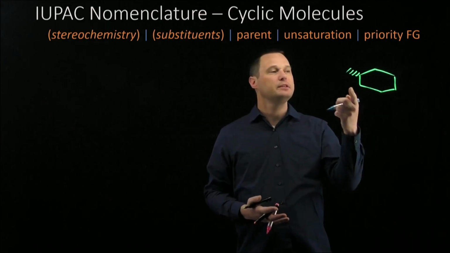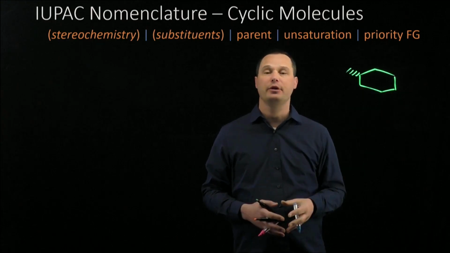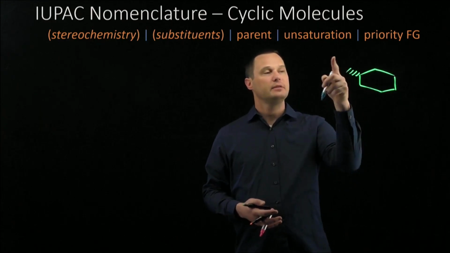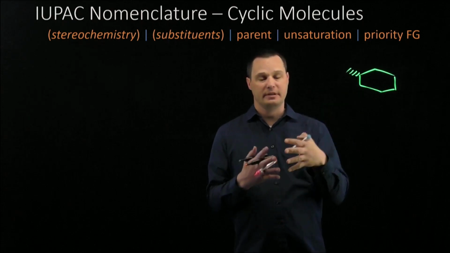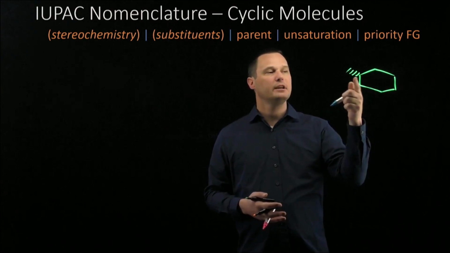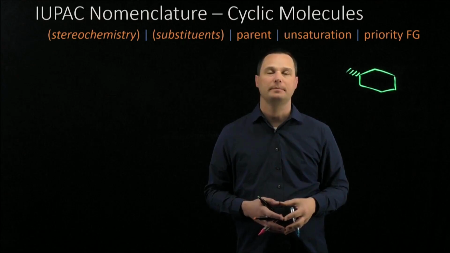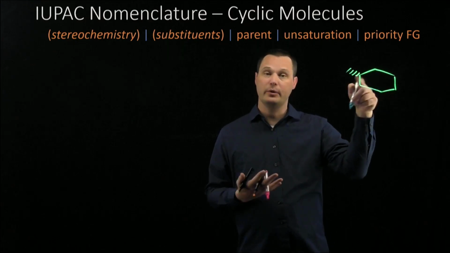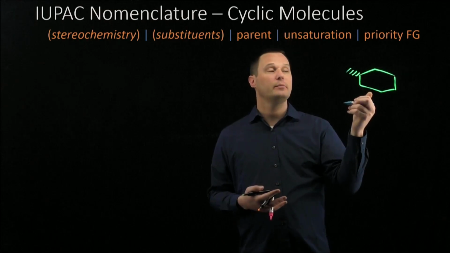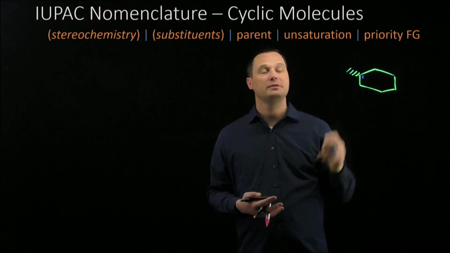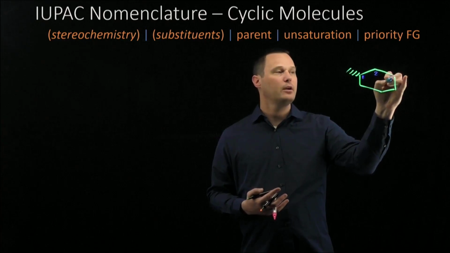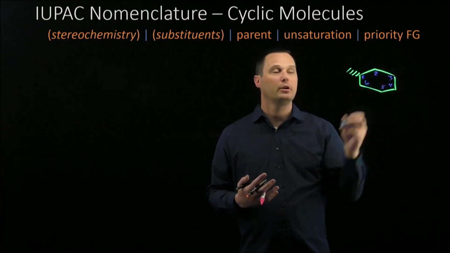Next, we number the ring to give the highest priority functional group the lowest possible number. This ring does not have any priority functional groups. Alkyl groups, halogens, and ethers are all free substituents that have no priority, so we'll number to give the alkyl substituent the lowest possible number. Because it's a ring, we can put carbon number 1 wherever we want, and we can number whatever direction we want. So because we need to give the methyl group the lowest possible number, by default, it will be carbon number 1. From here, both ways around the ring are the same, so it doesn't matter which direction we number. We'll number clockwise in this example.